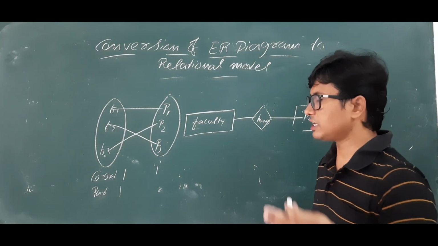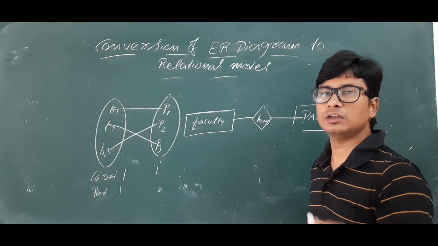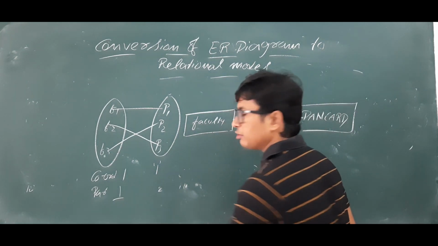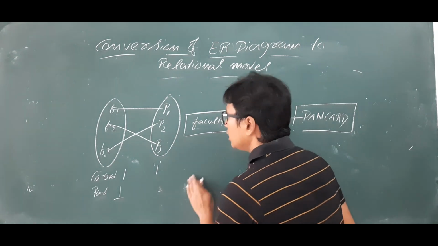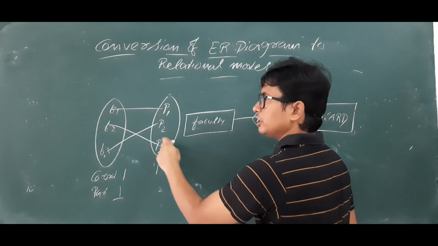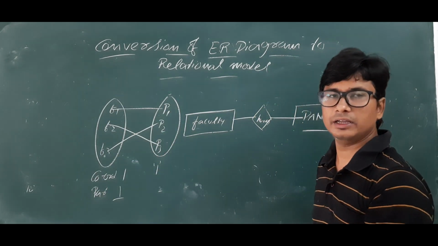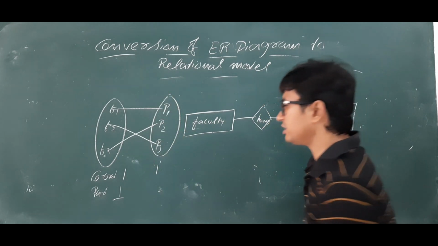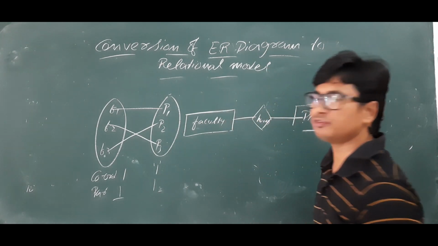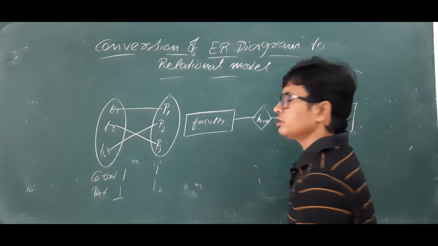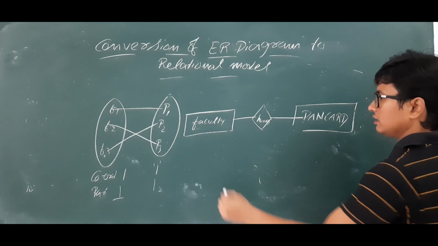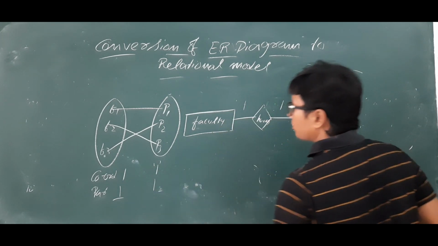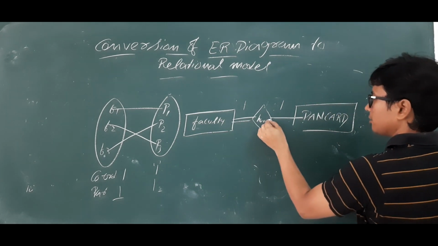What I want to say is that in an organization there will be no employee or faculty without a PAN card, because you have to go for income tax filing. Now, if there is a PAN card, it should belong to someone. Is it clear? If there is a PAN card list in the organization, it should belong to someone. So obviously the participation of the PAN card is also total. If you represent the cardinality, it is a 1 to 1 cardinality ratio. As both are total participation, I will represent it like this.